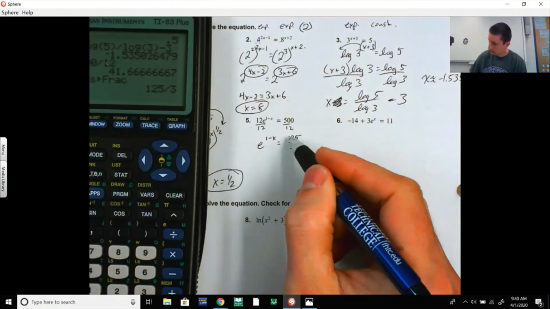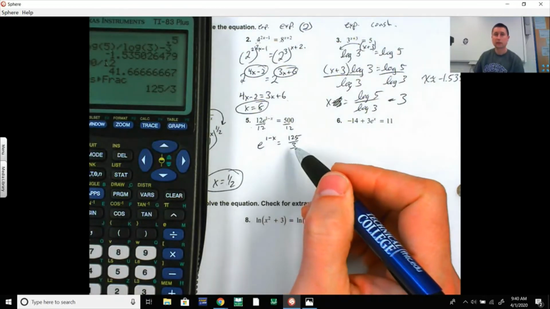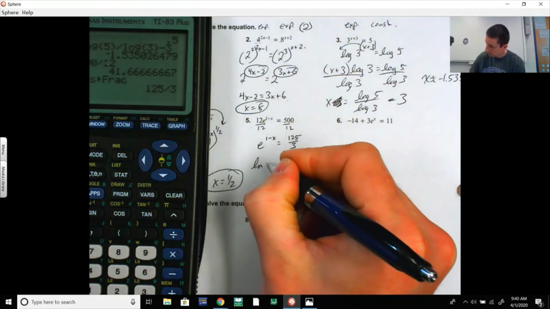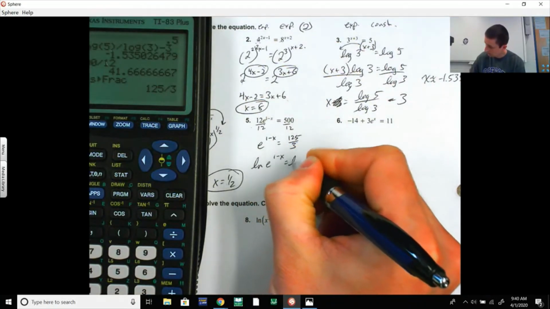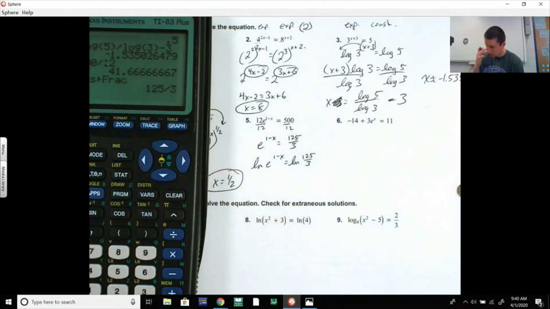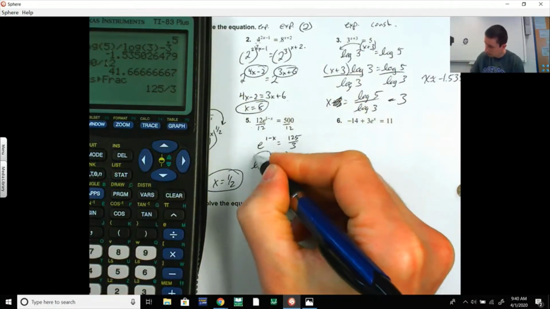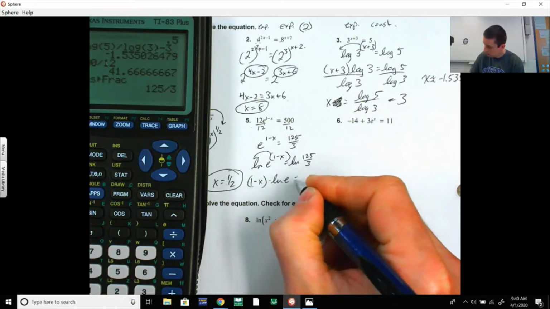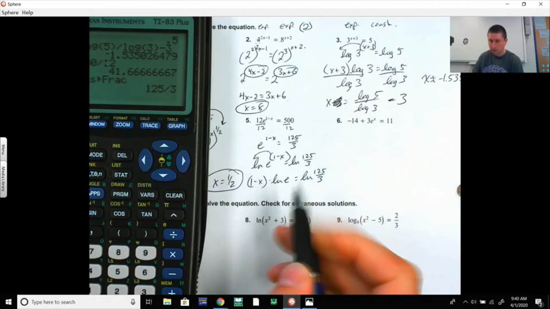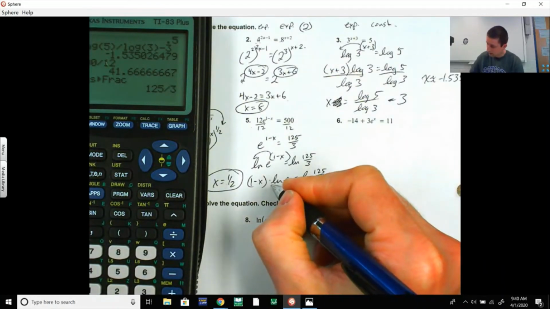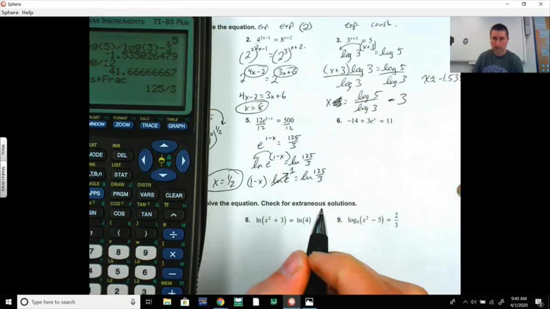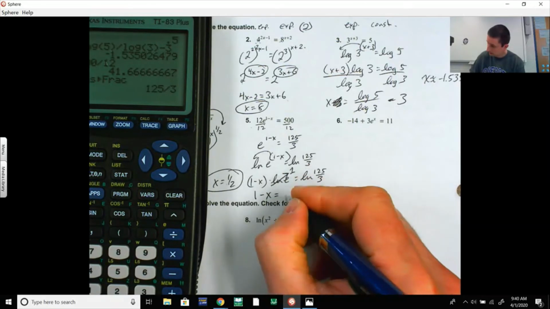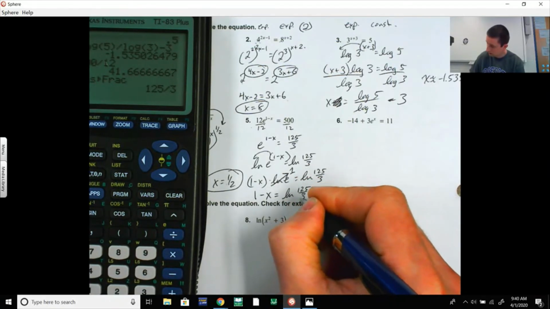Okay, exponential function here, we're going to take the log of both sides. Now we have an e, so which log do we want to use? And that is the natural log. So we take the natural log of both sides. The frog jumps over the log. 1 minus x times the natural log of e equals natural log of 125 over 3. So this is why we use the natural log of e. The natural log of e is 1, so that goes to 1. That's what that arrow means. It goes to 1, that's 1. It's basically gone. So 1 minus x equals the natural log of 125 over 3.